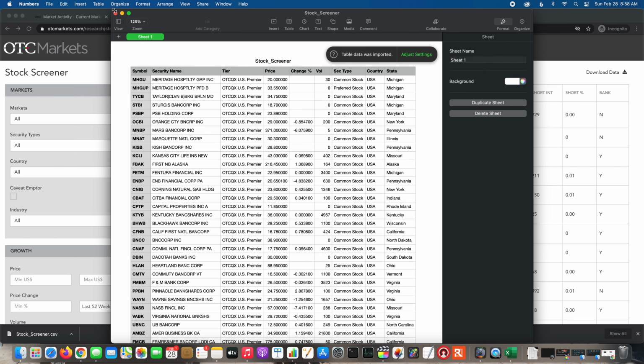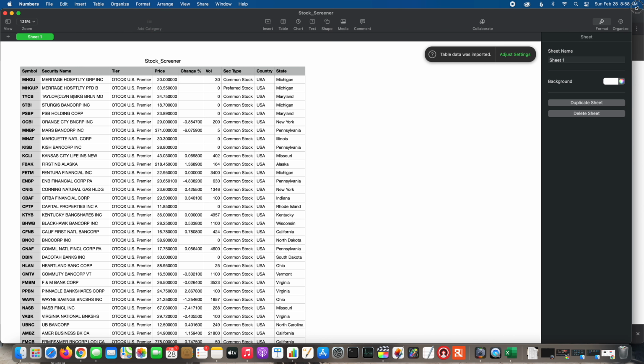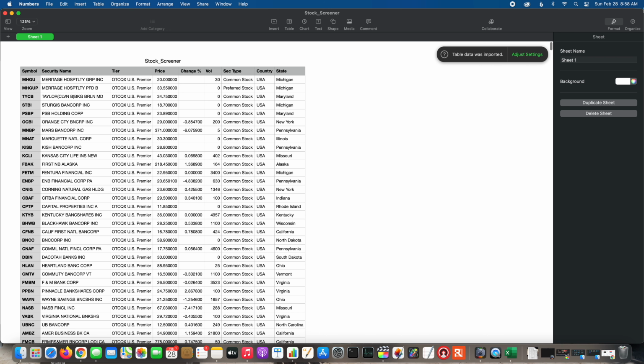And again, as a reminder, I'm sharing this for entertainment purposes only. It should not be considered a recommendation to buy or sell a security. So just for fun here, I'm going to show you one of the many ways that I filter these screens.